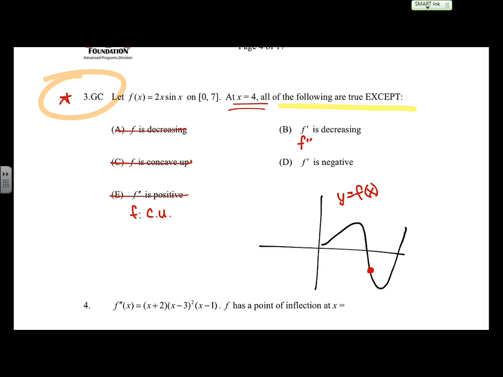F double prime is negative. What does that mean about concavity? F is concave down. Does this work? No. But guys, that wording is in a forever card. What am I trying to get to? Forever card. Yeah. Some of you guys, your biggest weakness is just not knowing the forever card.